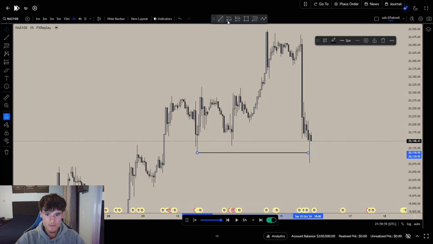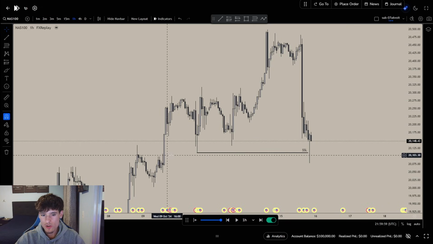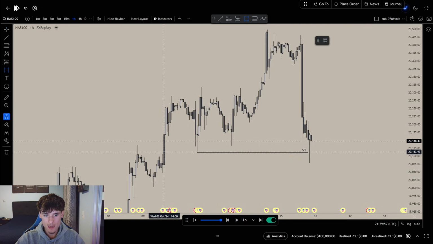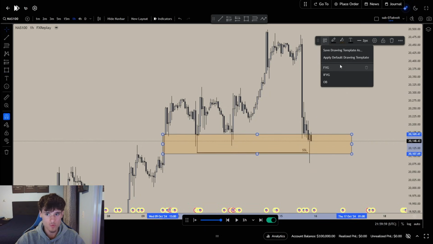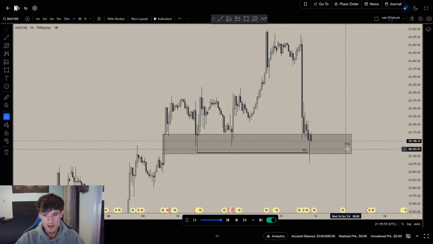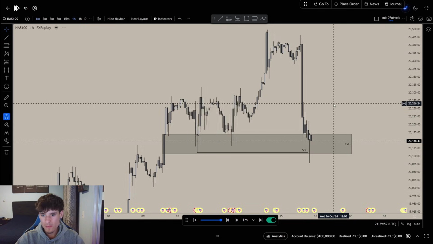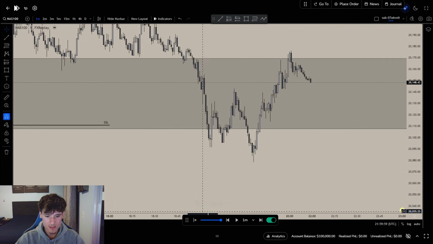So in this case, this would be our sell side liquidity on the hourly time frame. We also have a sell side liquidity over here as well, but always try to look for the lowest sell side. Then another thing you want to pair on the hourly time frame is have a fair value gap in the area as well. So sell side and fair value gap, beautiful. Let's jump down to the 1 minute time frame.